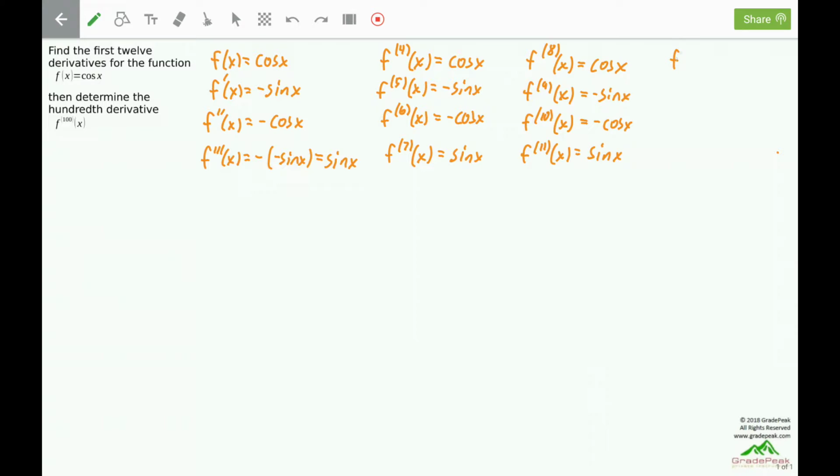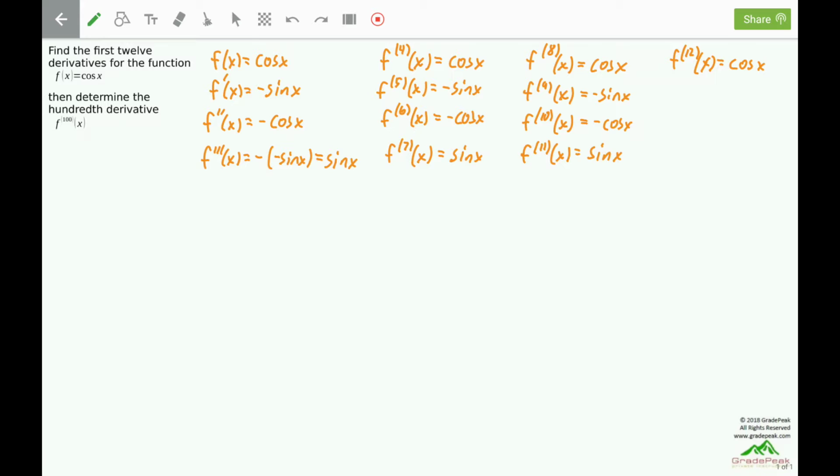And by the 12th derivative, we will return back to the start again, and we will match the 8th derivative, the 4th derivative, and the original function, cosine of x, to start the pattern over again. And it cycles through every 4 derivatives back to the original to match the original function.